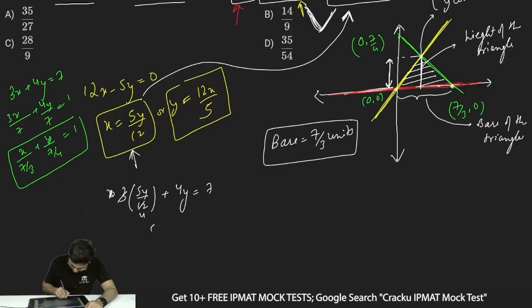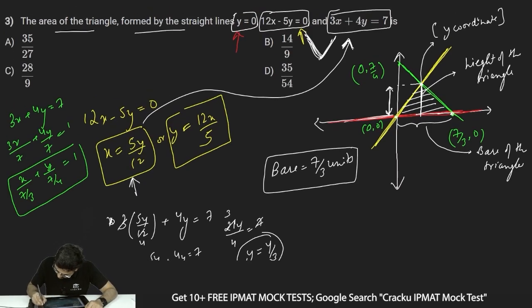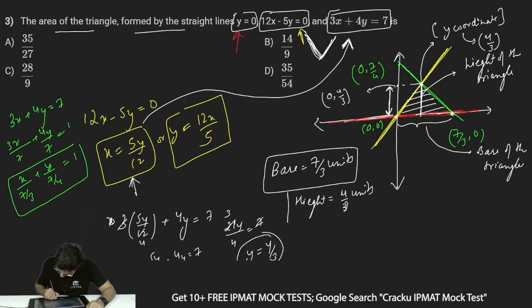This is equal to 5y by 4 plus 4y is equal to 7, or I can write 21y by 4 is equal to 7, or this will go 3 times. So y is equal to 4 by 3. So the y coordinate of this point is 4 by 3, or I can write this point will be 0, 4 by 3. Now if this is 0, 4 by 3, height is equal to 4 by 3 units.